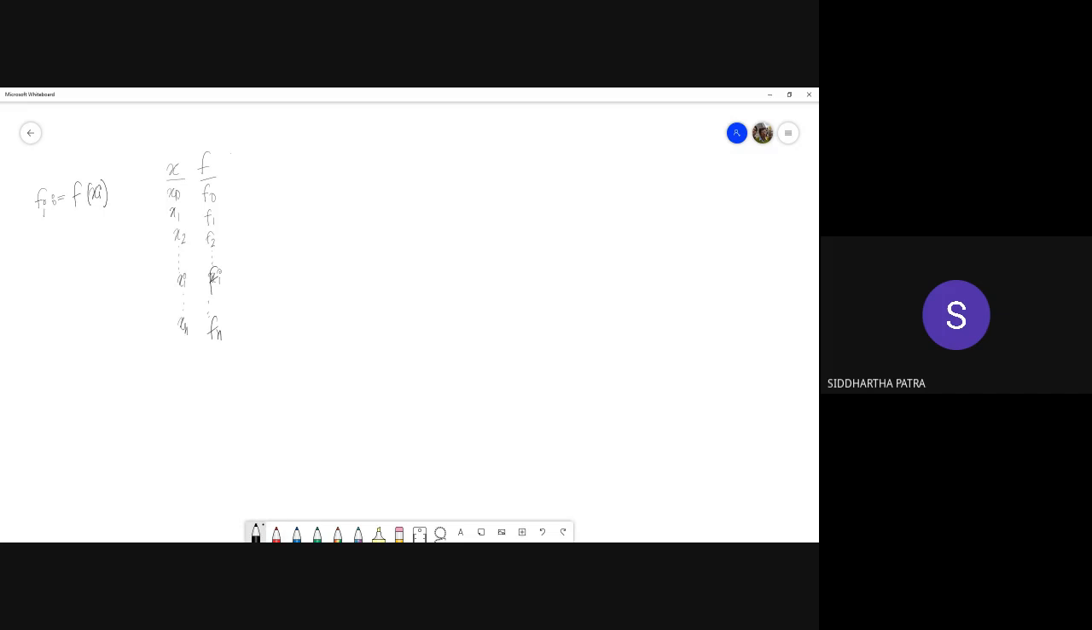Okay, now you take forward difference, let's say, and you try to evaluate f prime. So it would be evaluated something like: first one is f1 minus f0 divided by h. Okay, next comes f2 minus f1 divided by h, and so on. But it would end over here.